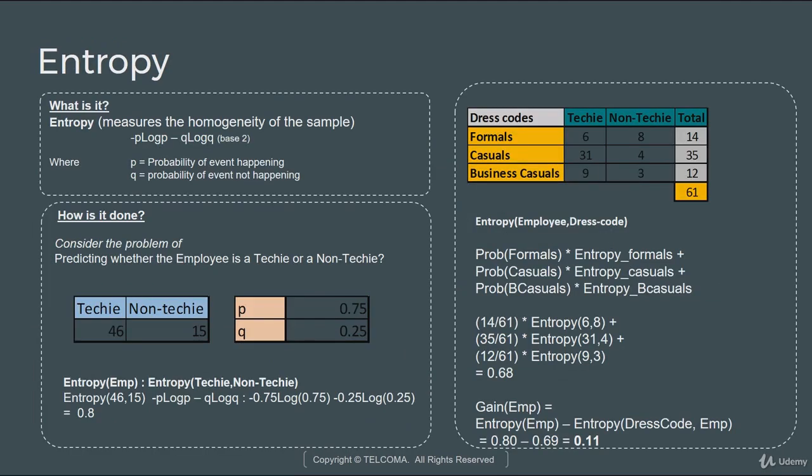So let me just summarize this. We are talking about what technique we use to identify the root node and the consequent nodes. Over here, we defined 2 measures. One is entropy, and through entropy, we define information gain. Information gain is the criterion used to understand which would be the root node and the subsequent nodes. We defined entropy as a measure of homogeneity, which can be calculated with the formula minus P log P minus Q log Q, where P is the probability of the event happening and Q is the probability of the event not happening.